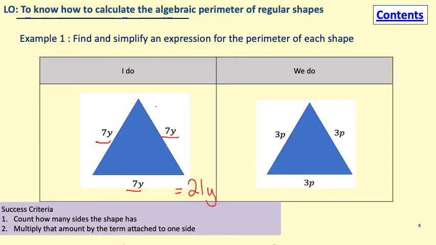But what it also could be is we've got 3 lots of 7y. So we do 3 times the 7, which gives us 21, and then we still have to keep the y. So we get the same answer both times by using either addition or multiplication. So pause the video now and give yourselves 30 seconds to try and solve the we do.